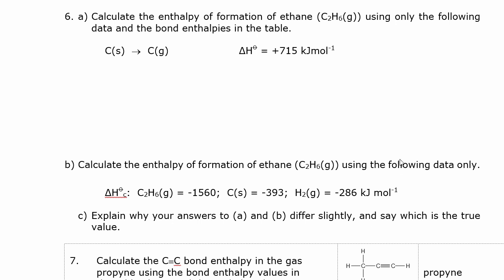Okay, there's been a few questions about question number six, or a few problems with question number six, so let's have a look what it says. Calculate the enthalpy of formation of ethane using only the following data and the bond enthalpies in the table. Alright, so the first thing we have to do is write out the formula for the enthalpy of formation of ethane. Well, ethane is C2H6.